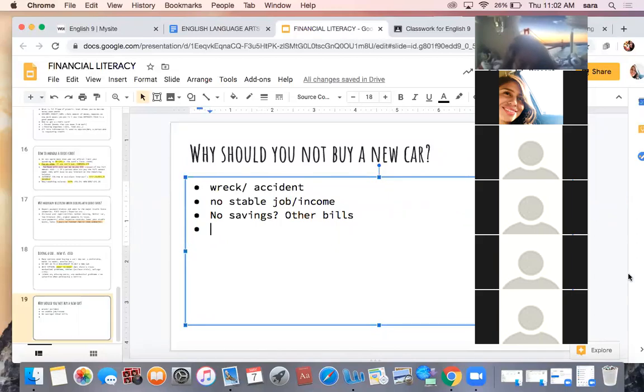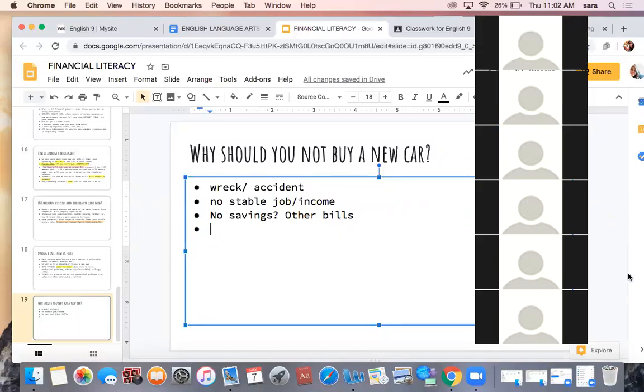Let me go to hear from Araceli. Araceli, why should a person or a student right after high school not go into a dealership and get a new car?